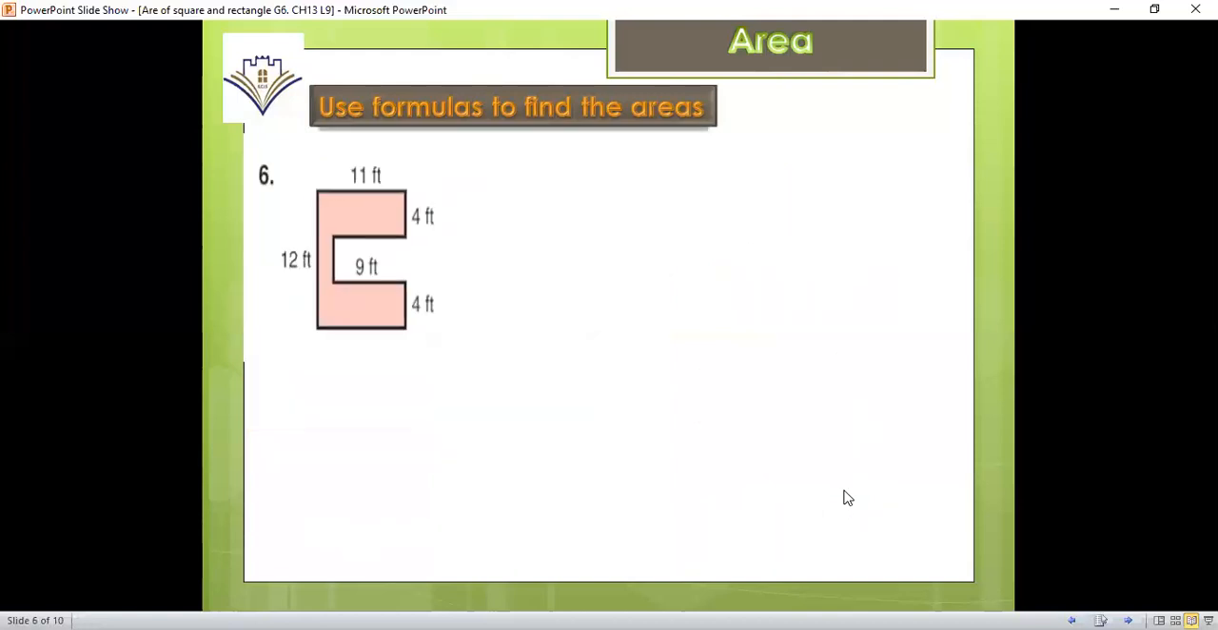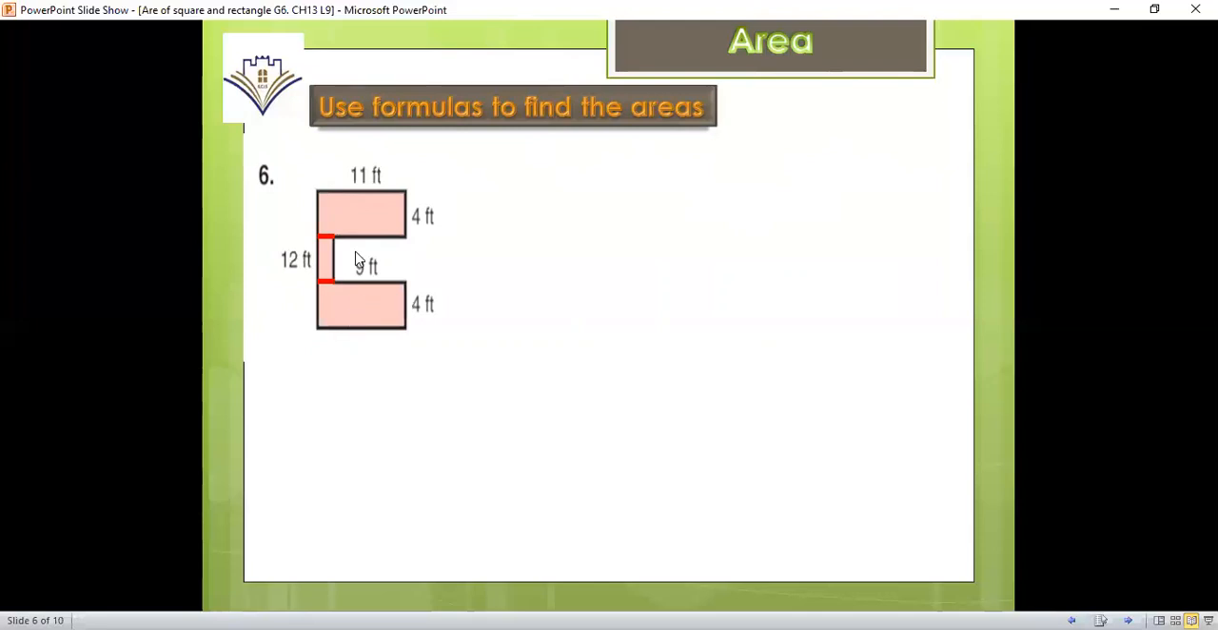We have another shape. Use the formula to find the area. This shape, we can divide into 3 parts. Look, if we draw this line, we have a rectangle. If we draw another line here, we have another rectangle.